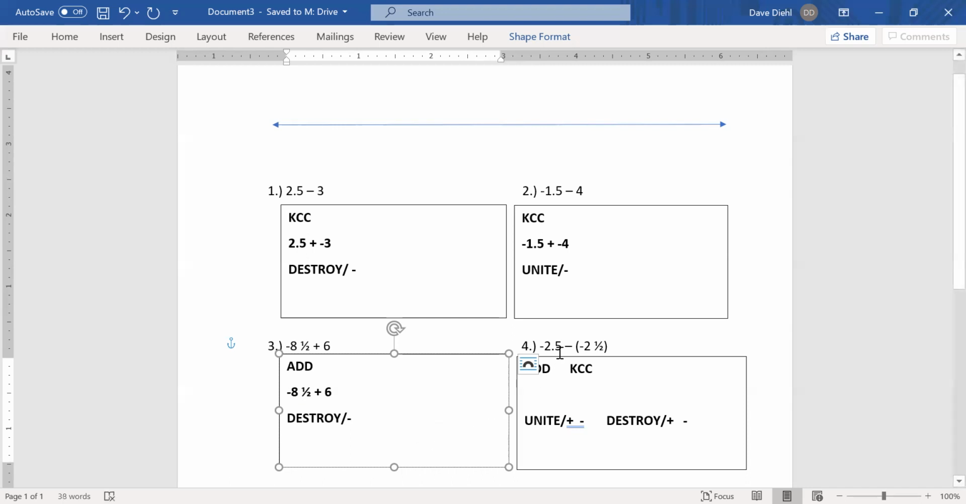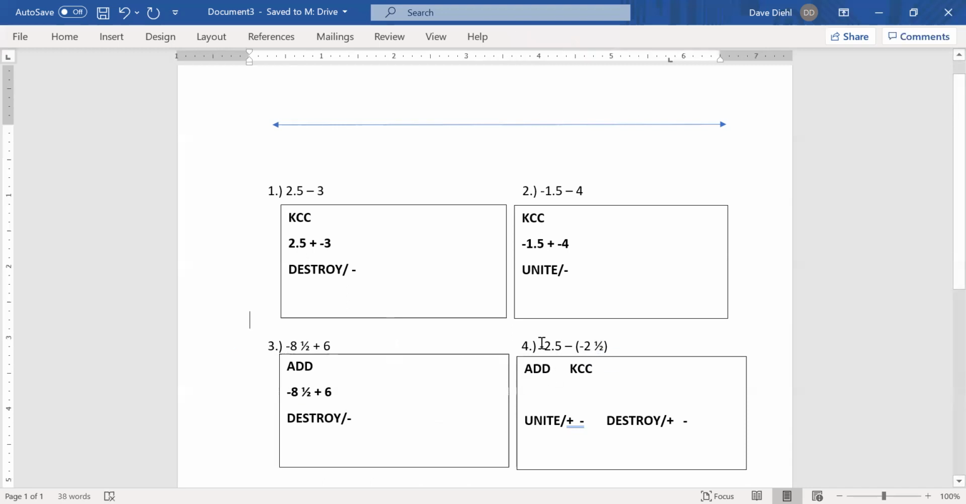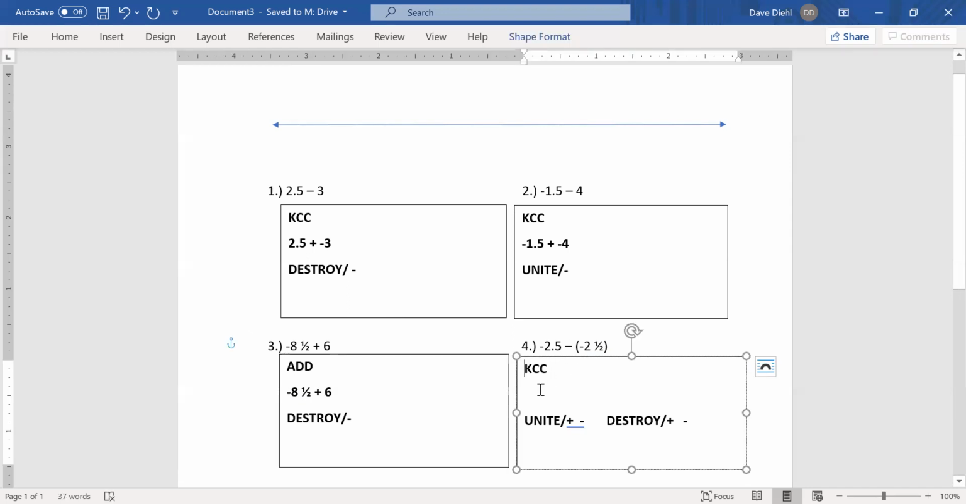And our last problem here. Now we have a fraction and a decimal, but again, the rules stay the same. Is this an addition or KCC problem? KCC, because we have a subtraction. How would you rewrite it? It would be negative 2.5 plus positive 2.5, because you keep the first number, negative 2.5, change subtraction to addition, and change negative 2.5 to positive 2.5.